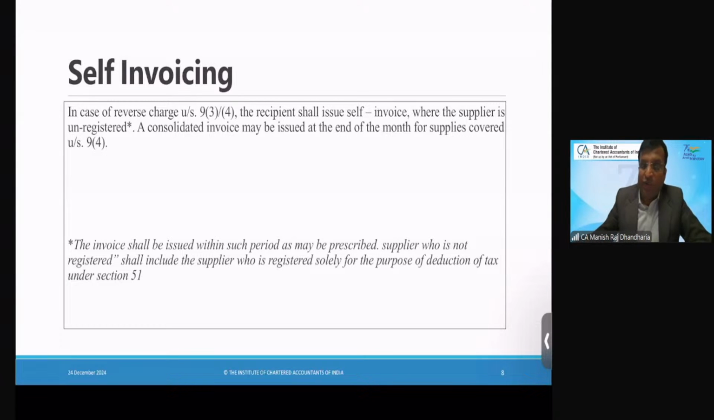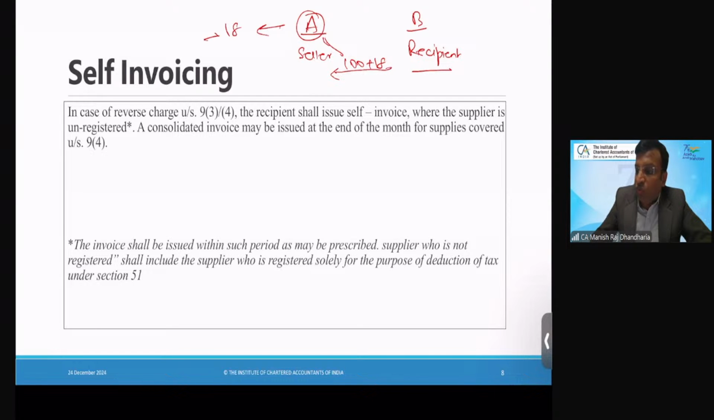Okay, you can see over here, A is the seller and B is the recipient. I paid to him rupees 100 plus 18 tax. Now what A will do, A will keep rupees 100 with itself and will pay 18 rupees to the government as taxes. और इस 18 rupees का क्रेडिट क्या होगा, B को मिल जाएगा.